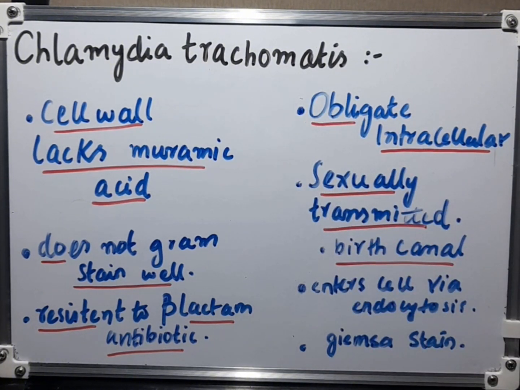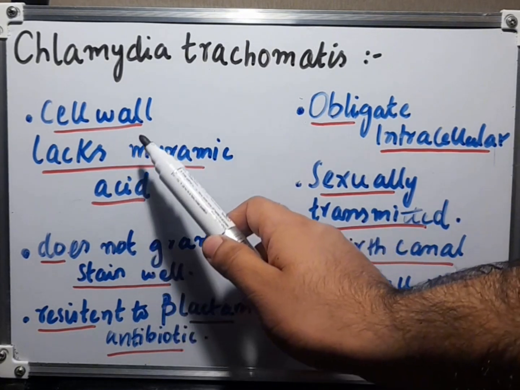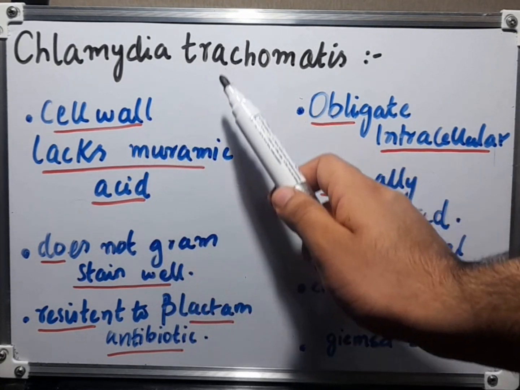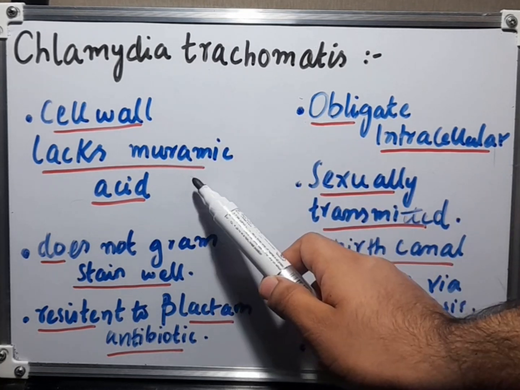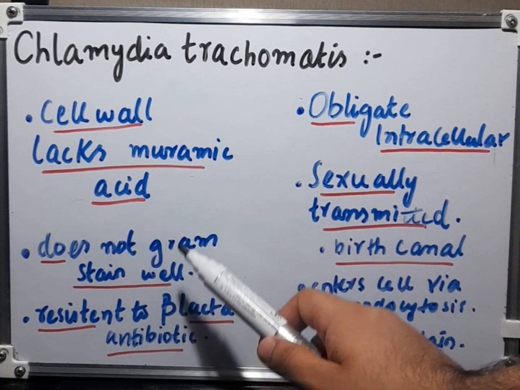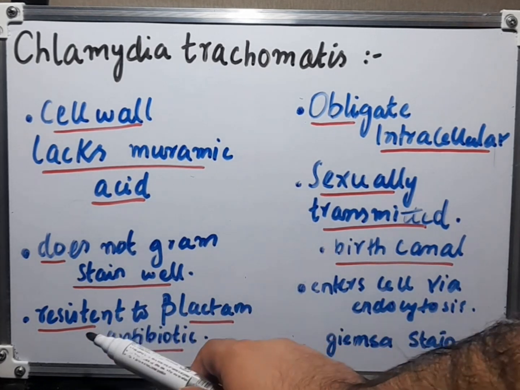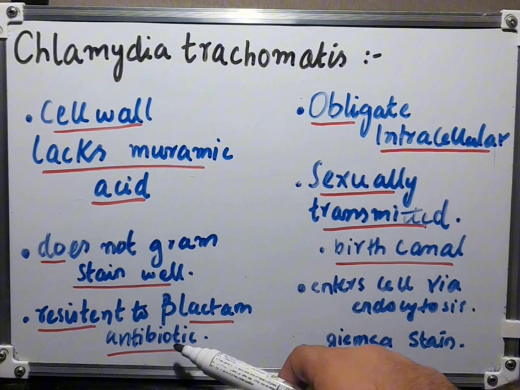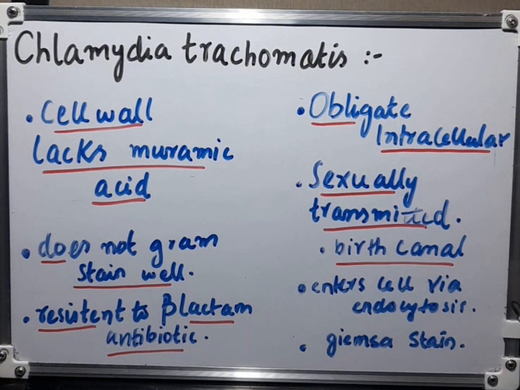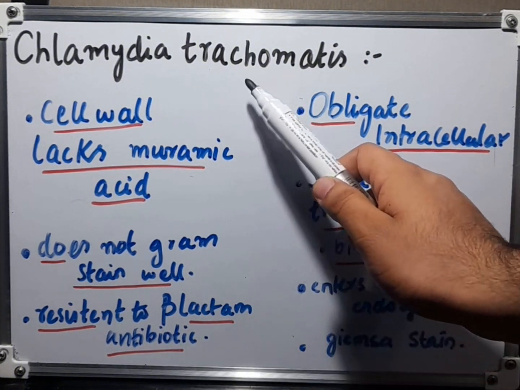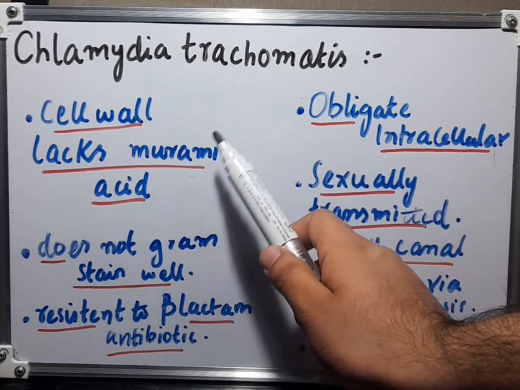The cell wall of Chlamydia trachomatis resembles a gram-negative cell wall, but it lacks muramic acid. That is the reason it does not stain well on gram staining. The most important clinical point to understand here is that it is resistant to beta-lactam antibiotics. Beta-lactam antibiotics cannot work on Chlamydia trachomatis because it lacks muramic acid.